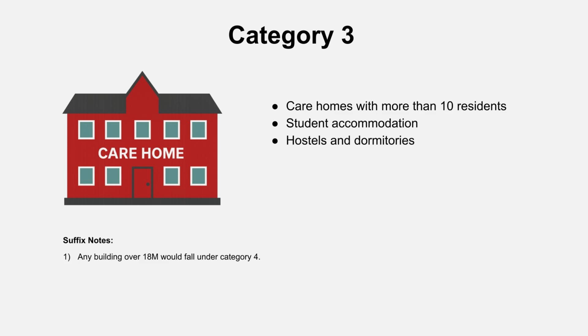Category 3 is used for higher-risk residential buildings such as care homes with more than 10 residents, student accommodation, hostels or dormitories. Suffix notes: as before, any of these buildings over 18 meters, straight to Category 4.